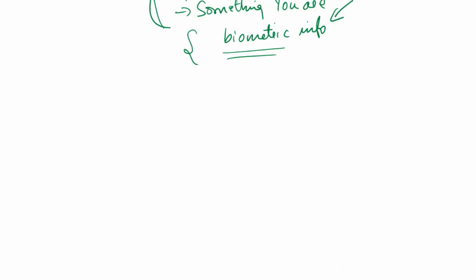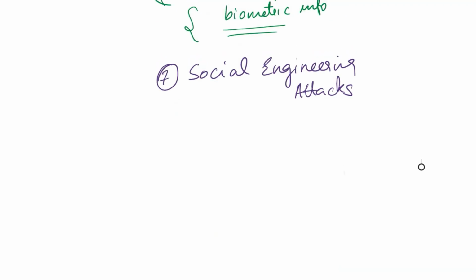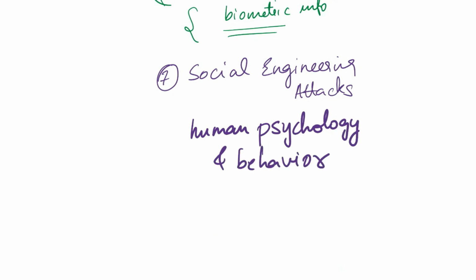Let's go to the next question. Describe social engineering attacks. Social engineering attacks are a type of cybersecurity attack that exploits human psychology and behavior to manipulate individuals into disclosing confidential information, performing actions, or making security mistakes. These attacks rely on deception, persuasion, and often impersonation rather than technical vulnerabilities to achieve their objectives.